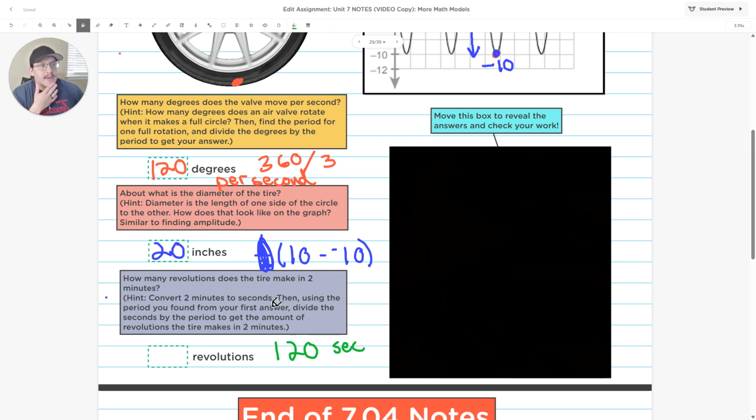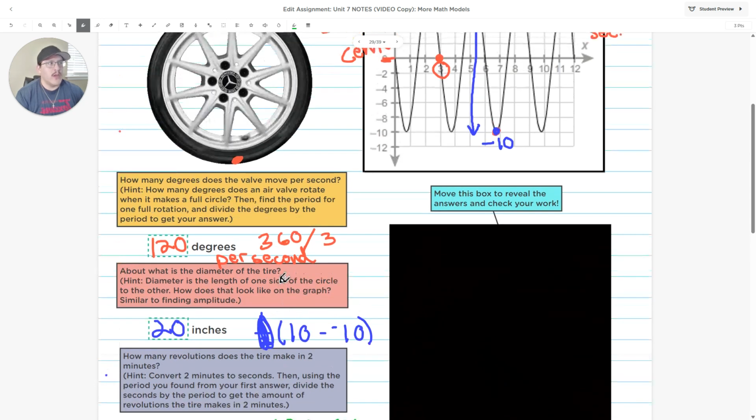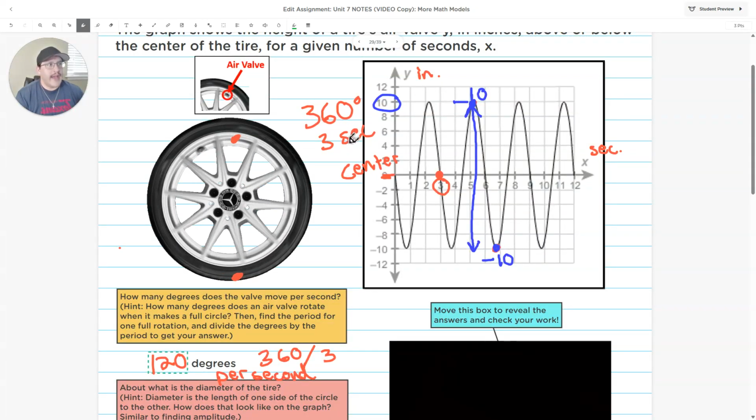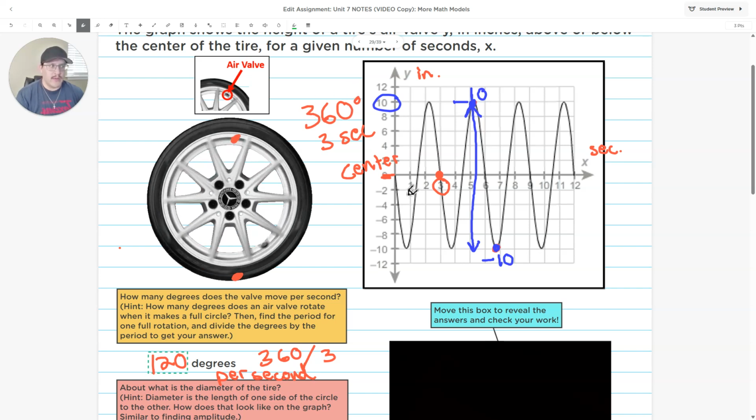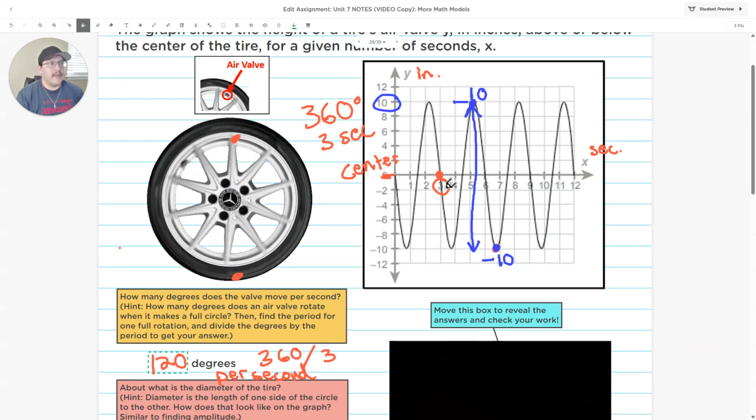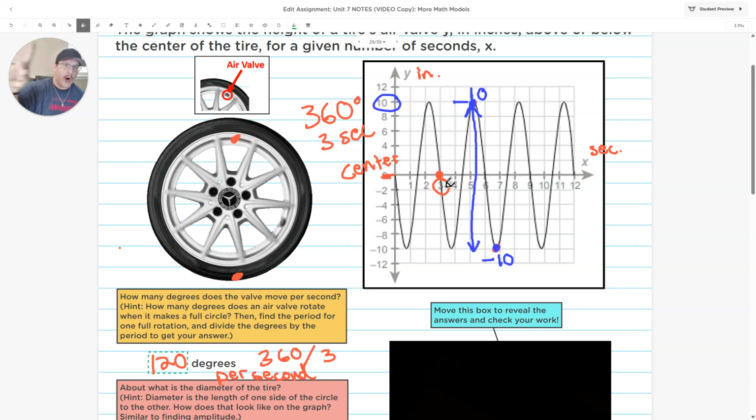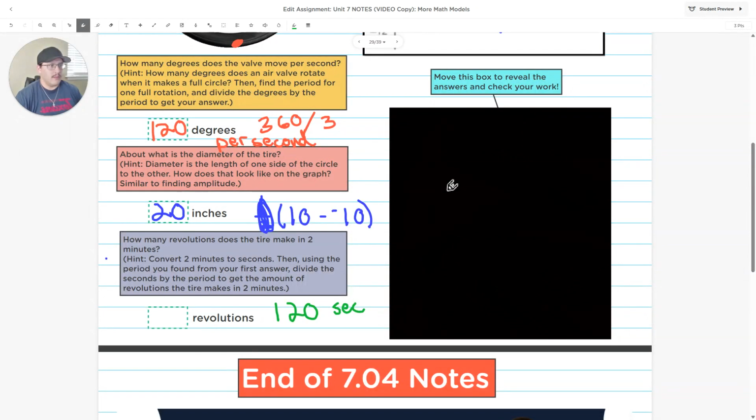Okay. Now, how many revolutions does the tire make in 2 minutes? Well, we know that after 3 seconds, it makes one entire revolution. So after 3 seconds, it goes a full 360 degrees, one revolution. So again, one revolution is equal to 360 degrees. One revolution is after 3 seconds. So in 120 seconds, we're going to divide that by 3. So divide 120 by 3, and we should get 40.